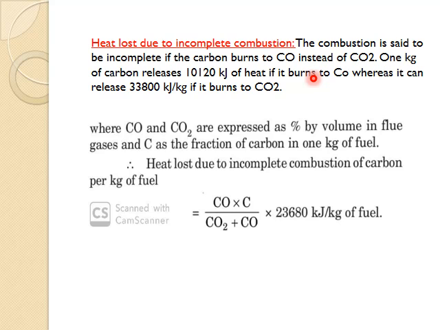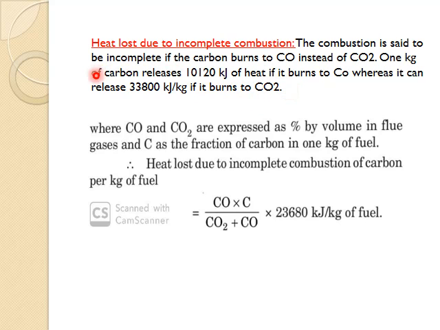The combustion is said to be incomplete if the carbon burns to carbon monoxide instead of carbon dioxide. 1 kg of carbon releases 10,120 kilojoules of heat if it burns to carbon monoxide, whereas it can release 33,800 kilojoules per kg if it burns to carbon dioxide.